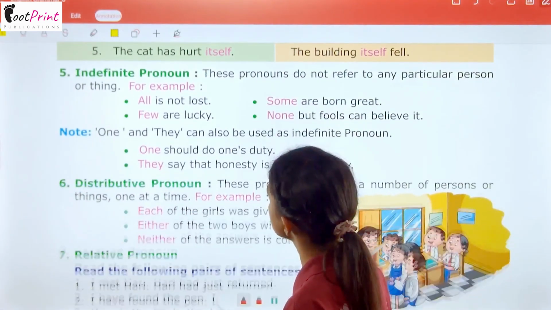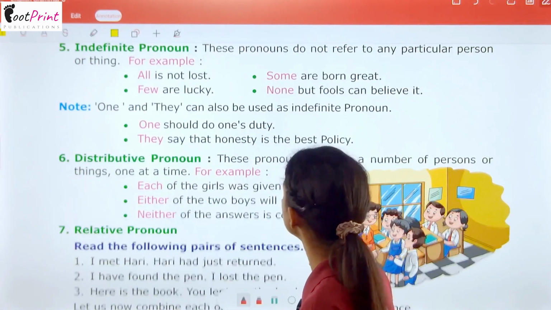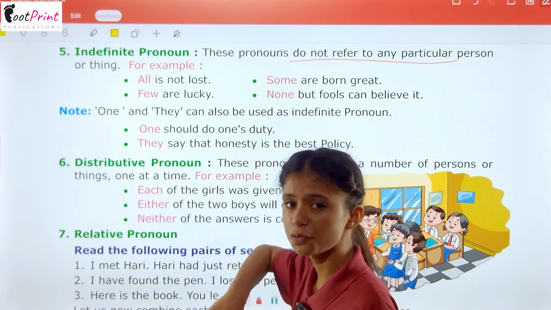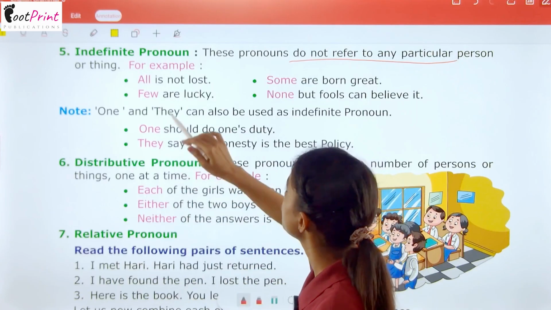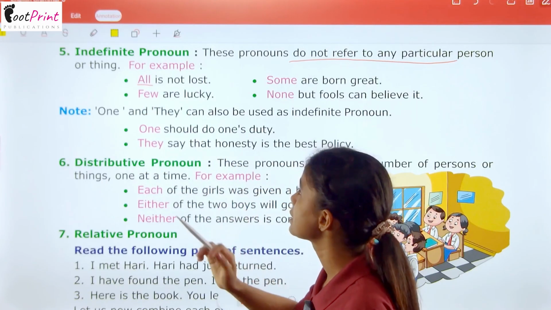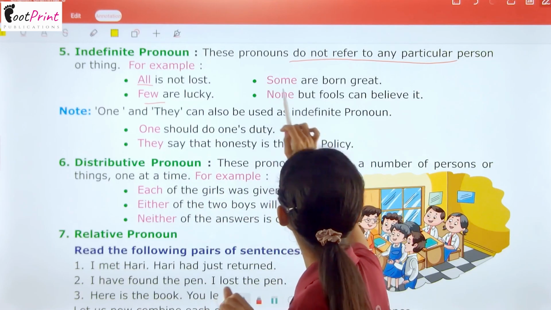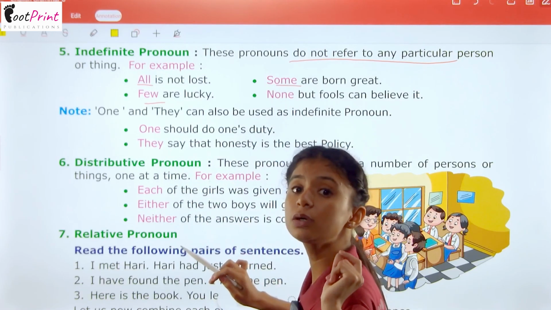Now let's move towards the next kind, which is the indefinite pronoun. These pronouns do not refer to any particular person. For example, all is not lost. Few are lucky. Some are born great.